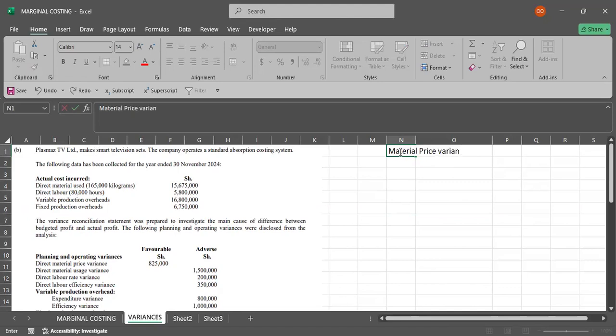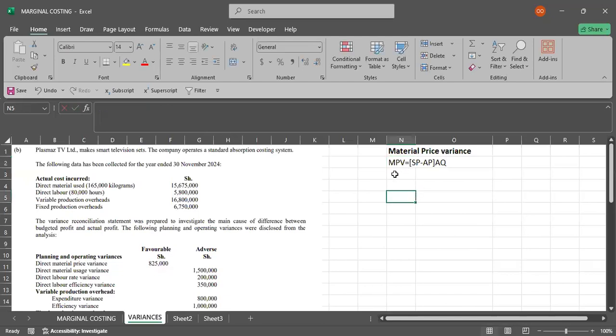Material price variance. Good. So how do we calculate material price variance? Material price variance is equal to standard price minus actual price. Standard price minus actual price. Then the results you multiply by what we call actual quantity.